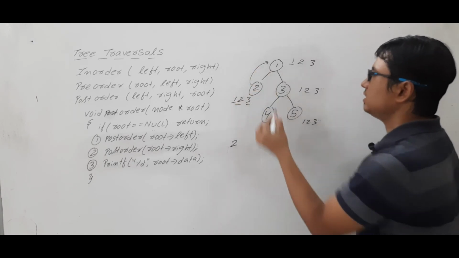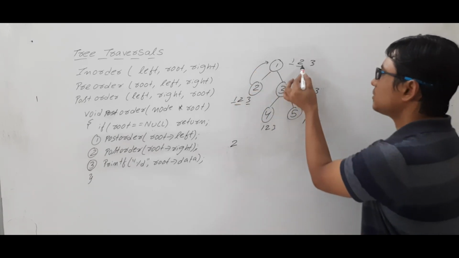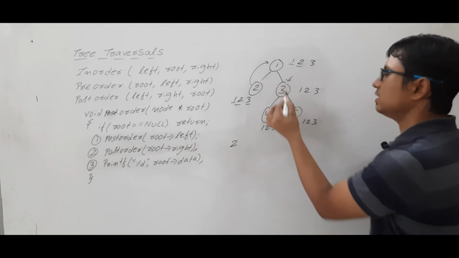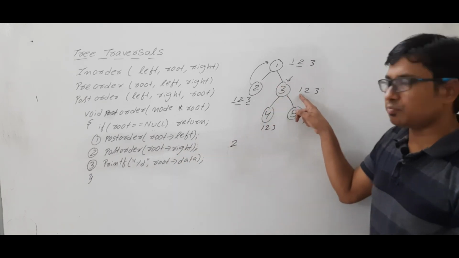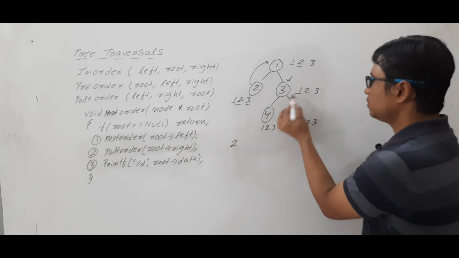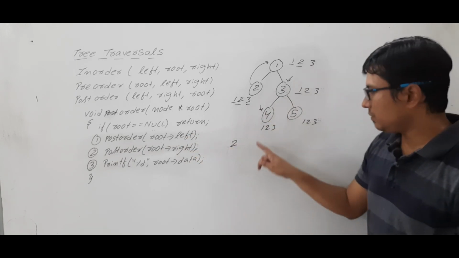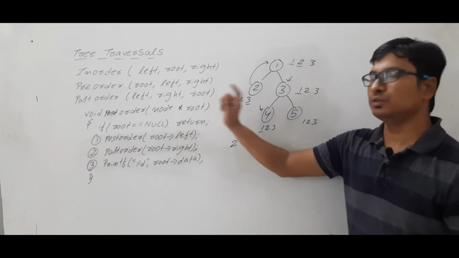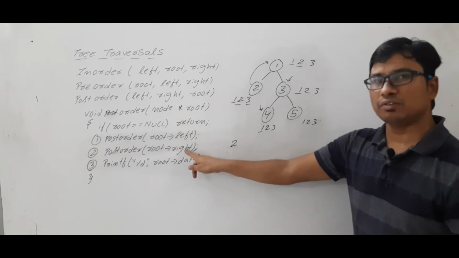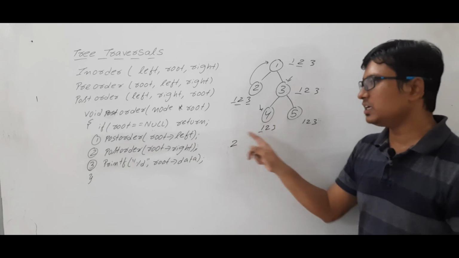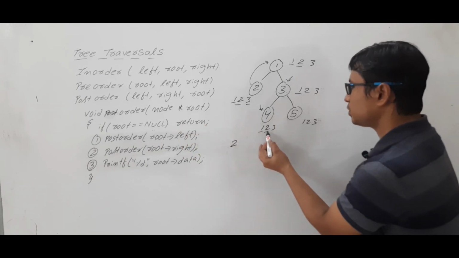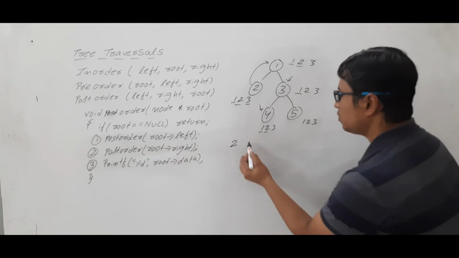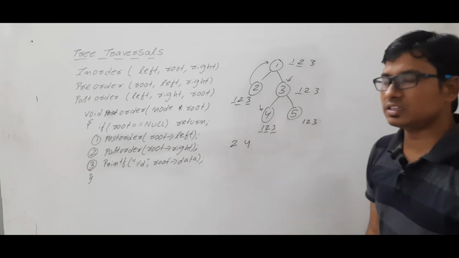You will come back here and you will execute step 2. What is step 2? Root of right. So you will come here and then you will execute step 1, root of left. So you will come here. Now execute step 1, root of left, which is null. So you will return. Step 2, root of right, because it is a leaf node, again it will be null. You will return. Step 2 is completed. Now step 3 is root of data, which is equal to 4. So you are done with step 3.